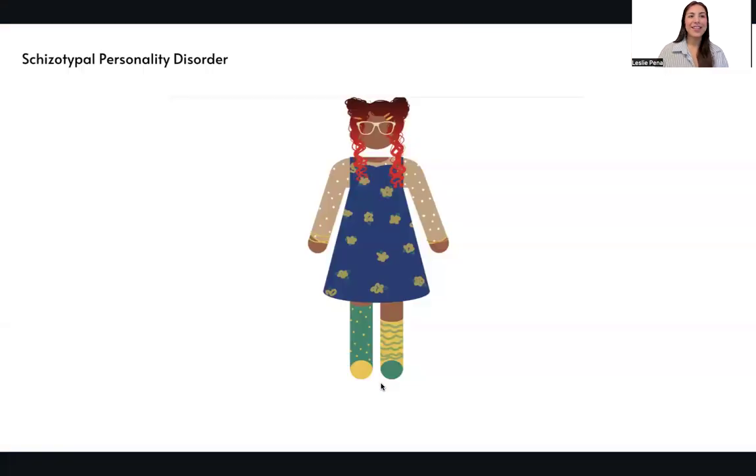Next, let's do schizotypal. So schizotypal, in case you guys can't see it. My professor told me to remember it by remembering atypical. So this is just a picture of what somebody who has this could possibly look like. They do like to express themselves a lot through their clothing.